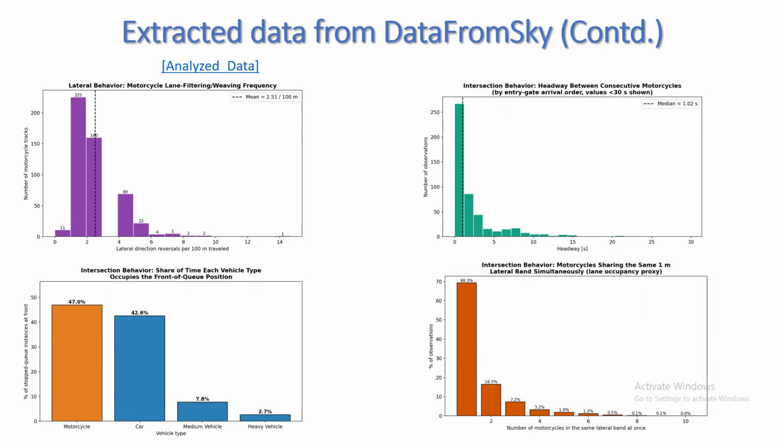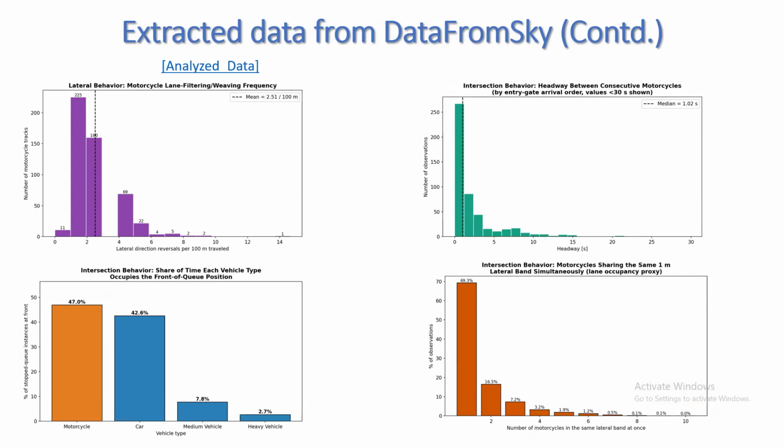In the next slide, we can see the lateral behavior of motorcycle lane filtering and weaving frequency. We found the mean is 2.51 per 100 meter. And this shows, in the lateral direction, per 100 meter travel, the number of motorcycles moving together for motorcycle lane filtering. You can see it in the top left side graph.